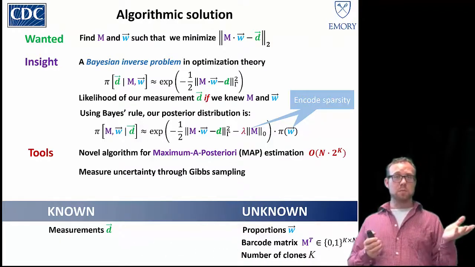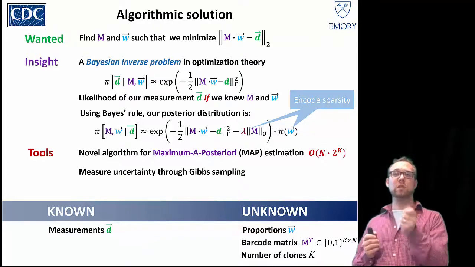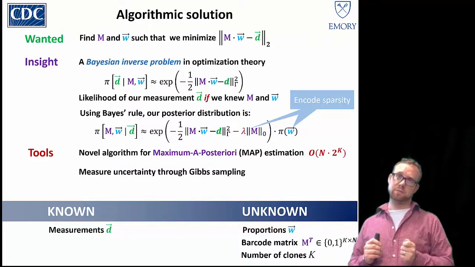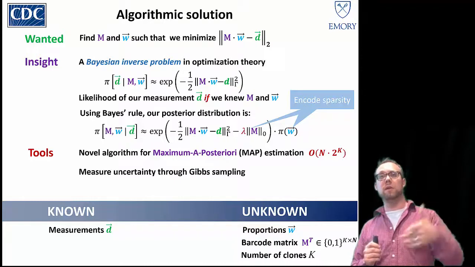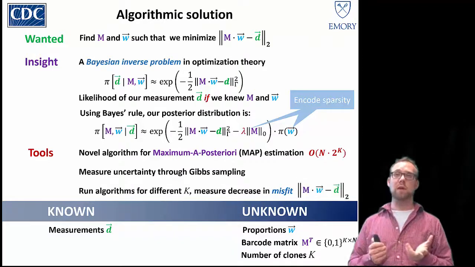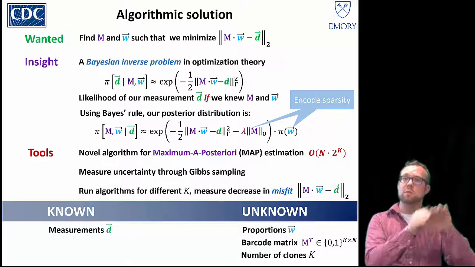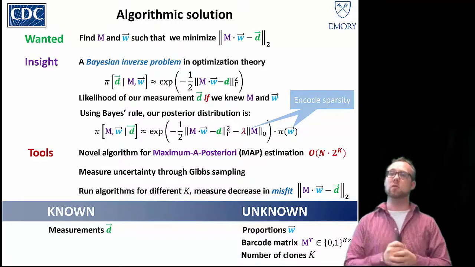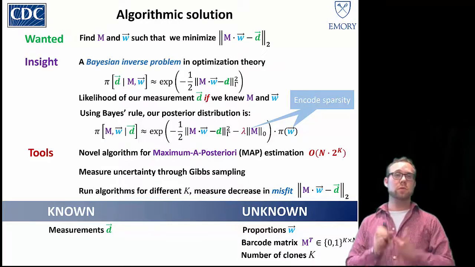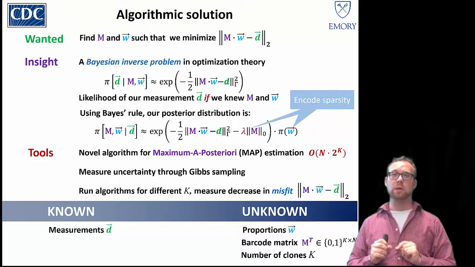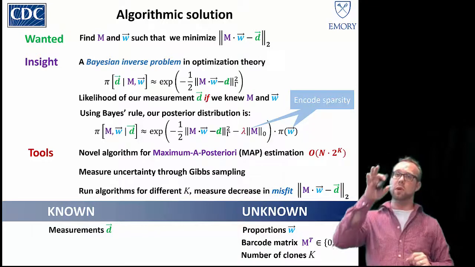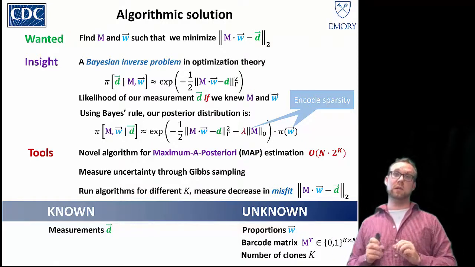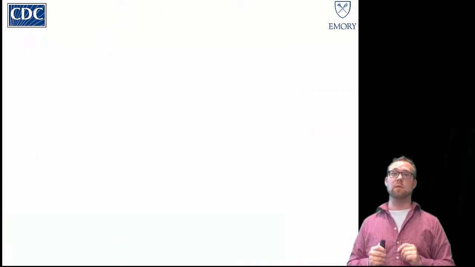Now, at the bottom here, I've made the problem a little bit harder. What if we don't know the number of strains even? Well, then we can repeat this algorithm for different values of k and measure the decrease in misfit. And once that misfit plateaus, we know that we actually hit the correct number of clones. So if we look at the problem right now, we're in a state where we are only given the measurements and we can estimate everything else. And that's the novelty of the approach that we have here.